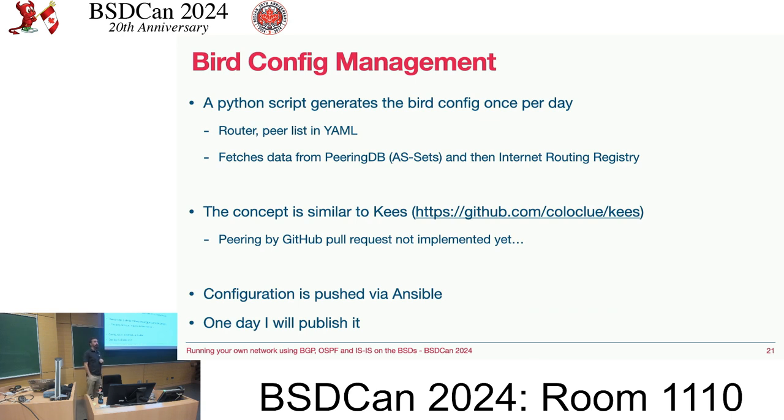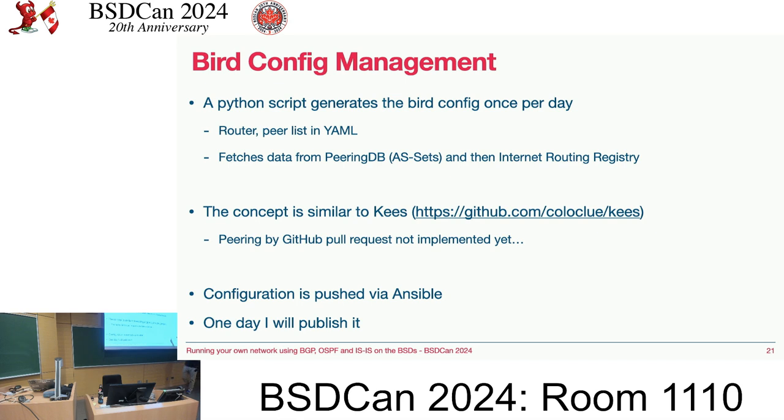So how do I do the config management? Because that is an interesting part of running a network. I have a Python script that generates the Bird config once per day. So once a day, I have something that takes a YAML file where I define routers and neighbors and peers. With that, it fetches data from peeringDB. From peeringDB, I get the AS sets, so the customer cone of my neighbors, and then the IRR. So I figure out what I should accept from my neighbors. And then I generate the configuration for Bird out of that. And then I push it to my routers via Ansible.